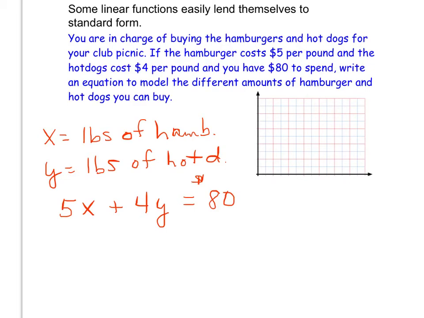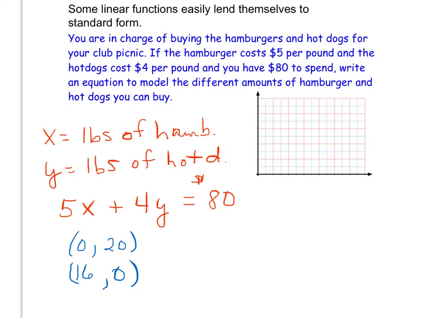Now it's in standard form, so if you wanted to graph it, think a moment of what was an easy way to graph that. We used intercepts a lot when we had it in standard form. So if we determine the intercepts here, if we let x be 0 to find the y-intercept, we get 20. And if we let y be 0, 5 goes into 80 sixteen times, we get 16.